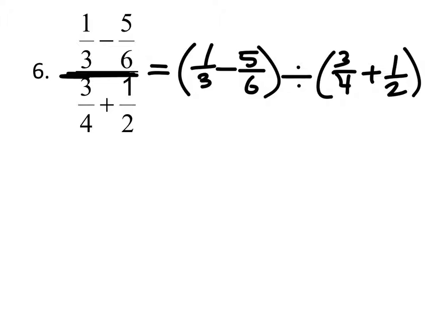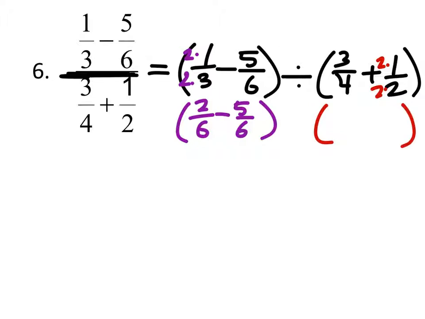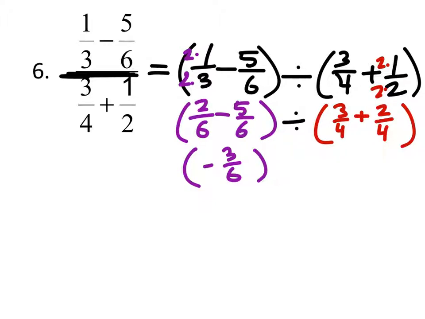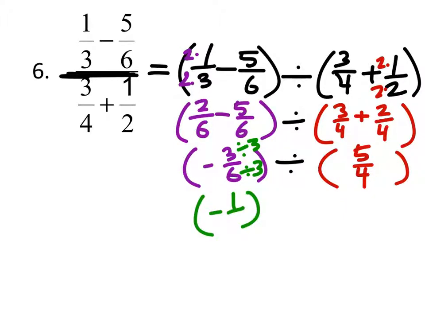So, we need common denominators. I'm going to use 6, so I'll multiply these by 2. So now I have 2/6 minus 5/6. And then over here, we'll multiply this by 2 and the 1 by 2. So I got 3/4 plus 2/4. And this is divide. Simplifying these, I get negative 3/6. And then in the red, I got 5/4. Again, we got divide. And the 3/6, we can simplify this by dividing both these by 3. So now I got a negative 1/2 divided by 5/4.